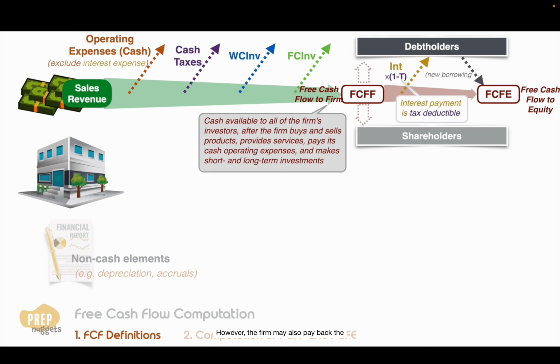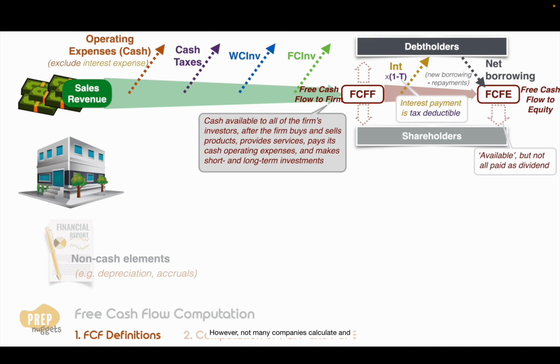However, the firm may also pay back the principal of some of its debt or borrow more money from bondholders. We call this net borrowing. As you can see, the FCFE is the FCFF after debt financing, so the amount is only available to shareholders. Notice the word used is available and not paid out. Typically, not all of the FCFE is paid out to shareholders as dividends, as the management may want to conserve some cash for future periods. And there we have it. These are the basic definitions of FCFF and FCFE, which you have to remember.